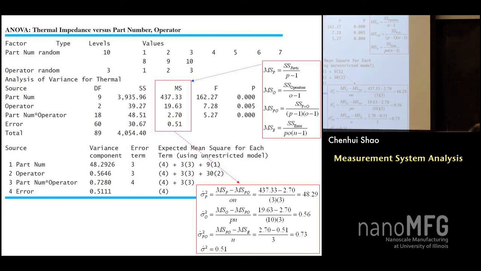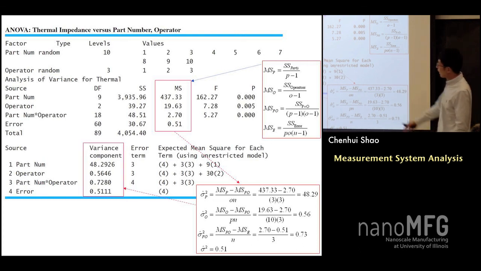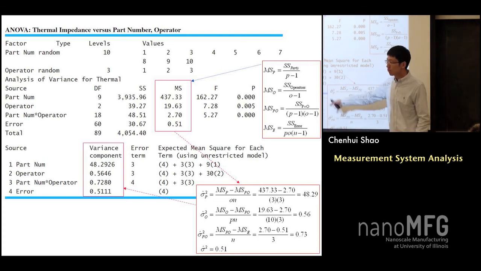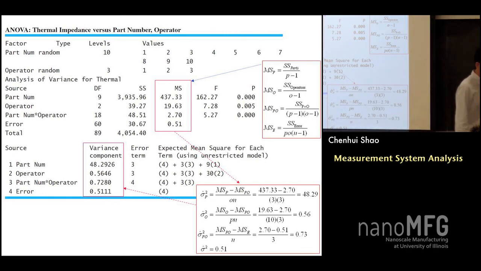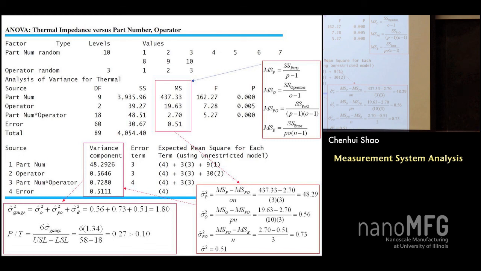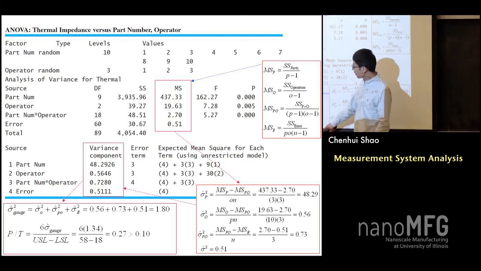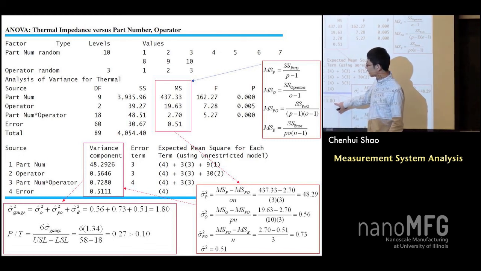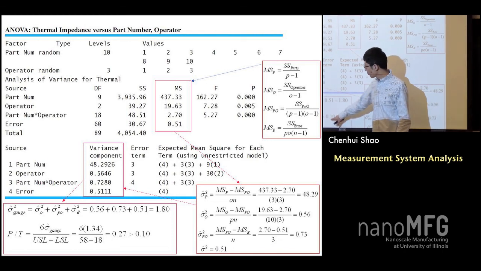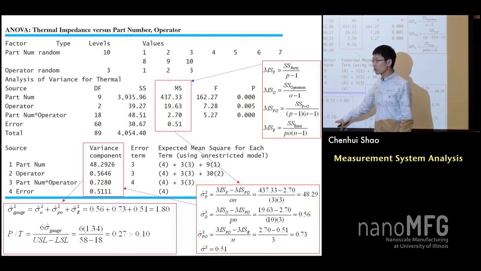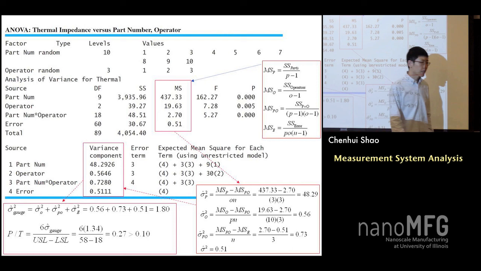So here, the variance components and this, they are 1-to-1 matched. And in this result, actually, we know that sigma gauge squared is 1.8. And the P/T ratio in this case would be 0.27, which is much larger than 0.1. So we should claim that this gauge is not capable. Does that make sense? Yes.